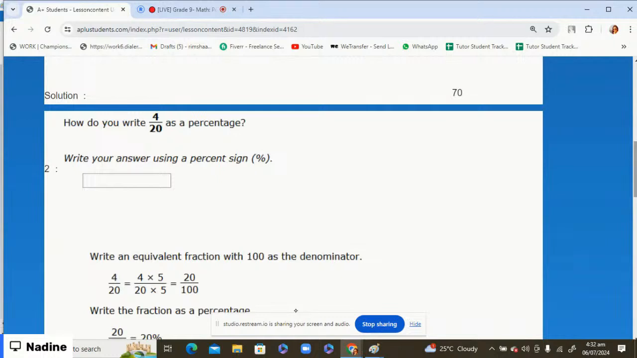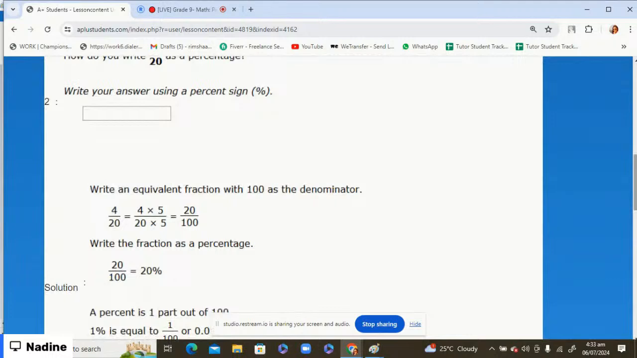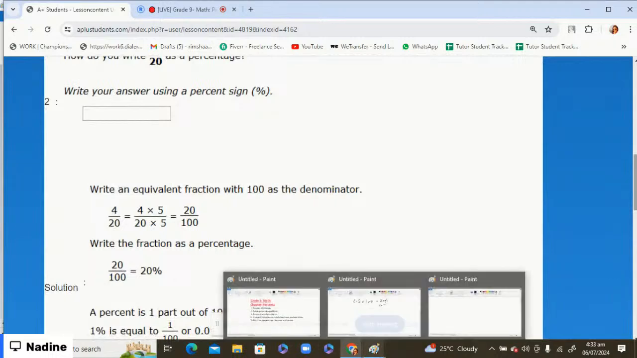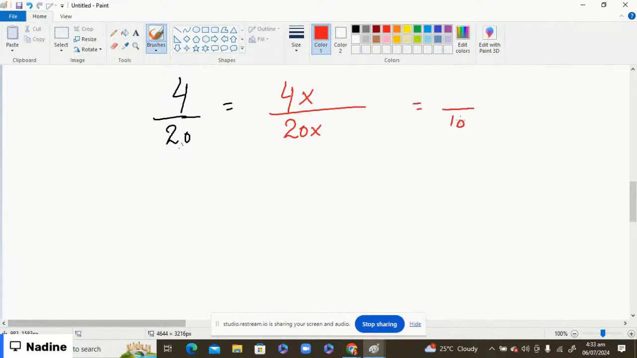Okay, how do you write 4 by 20 as a percentage? What does it mean? First of all, we can make the denominator 100. Here they are asking how to write 4 by 20 as a percent. What we do is make this 20 equal 100. For making 100, we multiply and divide with the same number. So 20 is multiplied by which number to get 100? 20 times 5. 4 times 5 is 20, and 20 times 5 is 100.